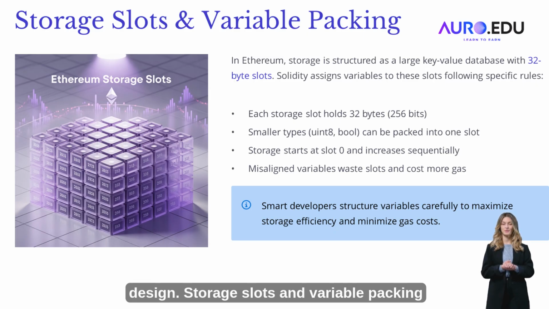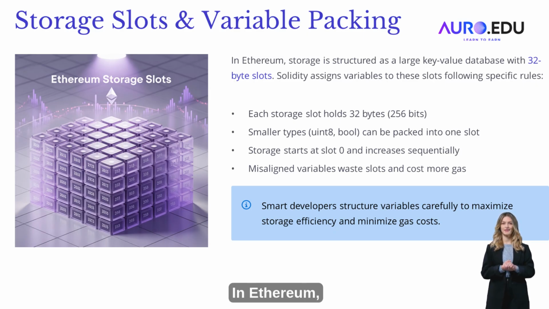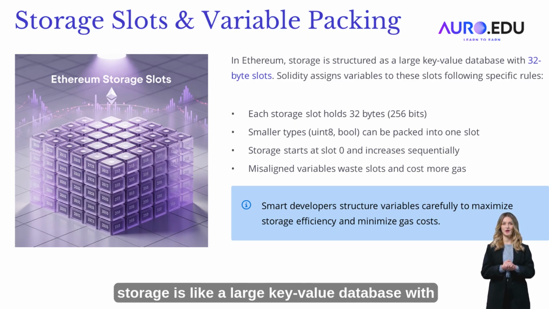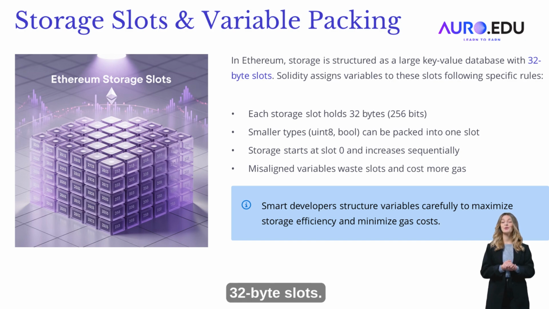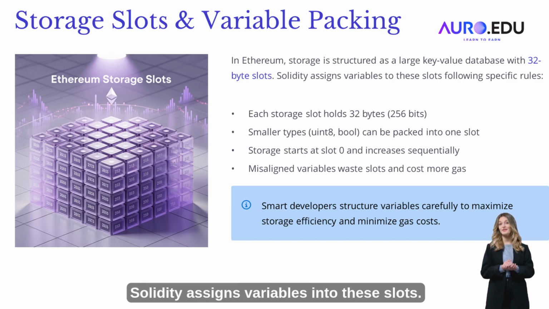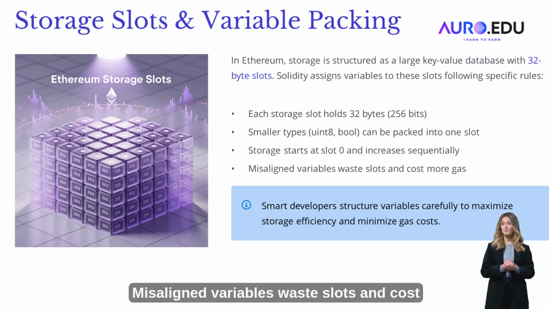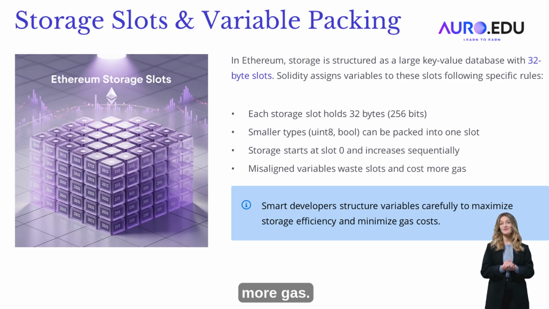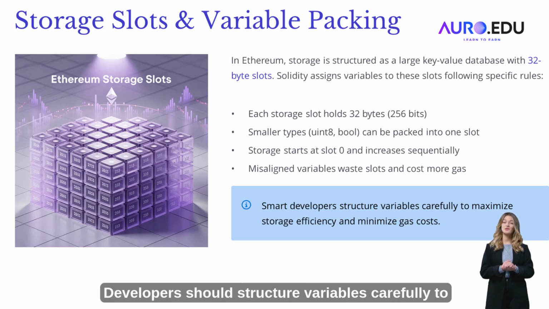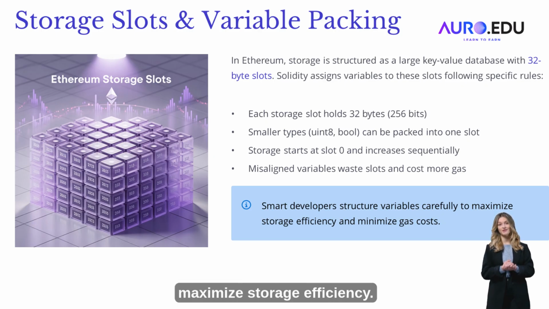Storage slots and variable packing. In Ethereum, storage is like a large key-value database with 32-byte slots. Solidity assigns variables into these slots. Smaller types like uint8 or bool can be packed into one slot, saving gas. Misaligned variables waste slots and cost more gas. Developers should structure variables carefully to maximize storage efficiency.